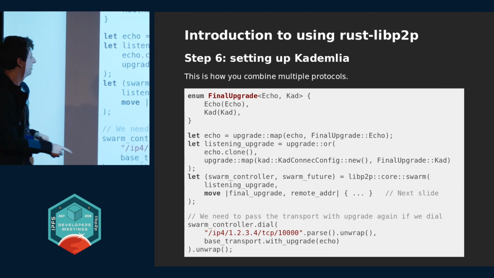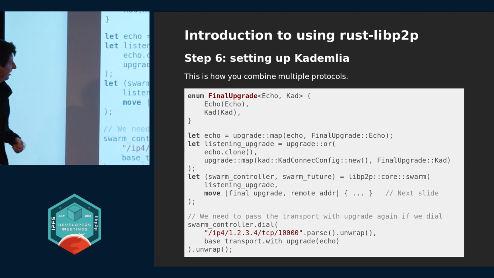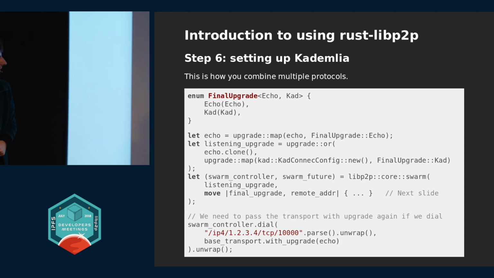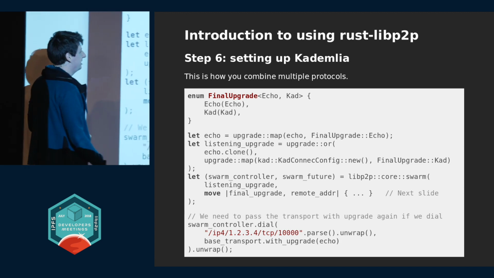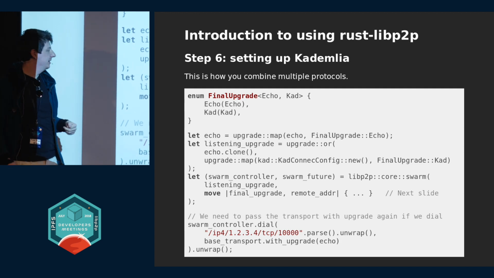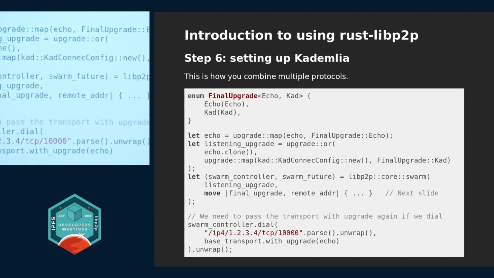That's a mistake in my code. That should have been base transport dot with upgrade listening upgrade. But that doesn't work. You should upgrade the transport with it first. And then whenever we receive an incoming connection, it tries to negotiate either echo or Kademlia, and again, it enters this closure here, whose command is going to be on the next slide.